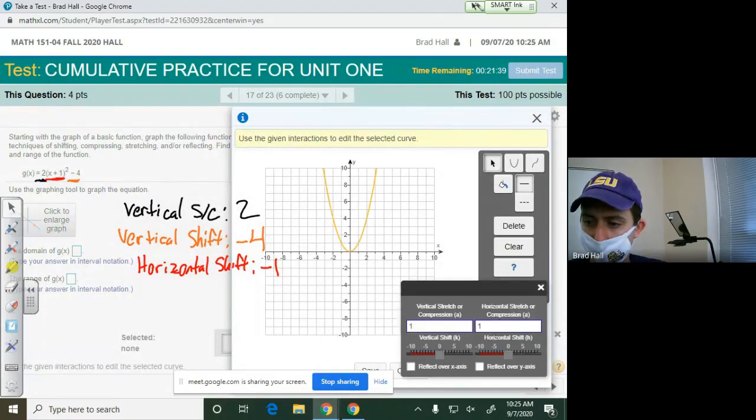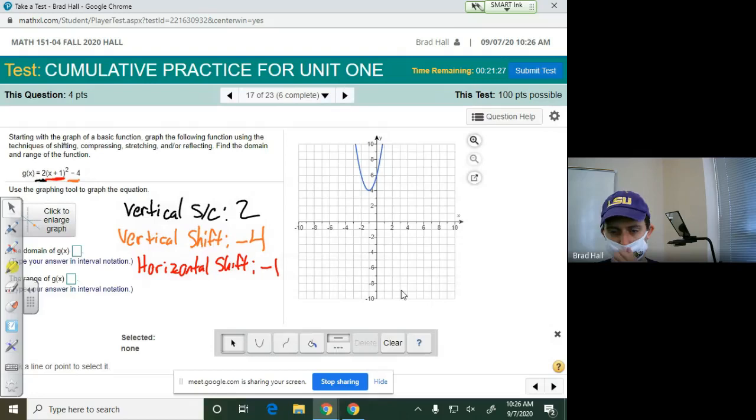So after we have all of that, we can fill in all the answer choices. One's 2, vertical shift of 4, and a horizontal shift of -1. It does everything for us. And from here, we can figure out the domain and the range, now that we have the graph.